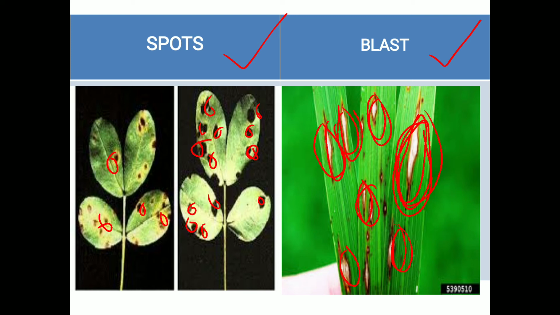For control of spot and blast, we can use different chemicals. Among them we can use Tilt, which is used at a rate of 0.5% per liter of water. So this is the control measure. Along with that, we can use the chemical COC for control of spot and blast. Copper oxychloride or blue copper is used at a rate of 0.25%, that is 2.5 gram per liter of water.